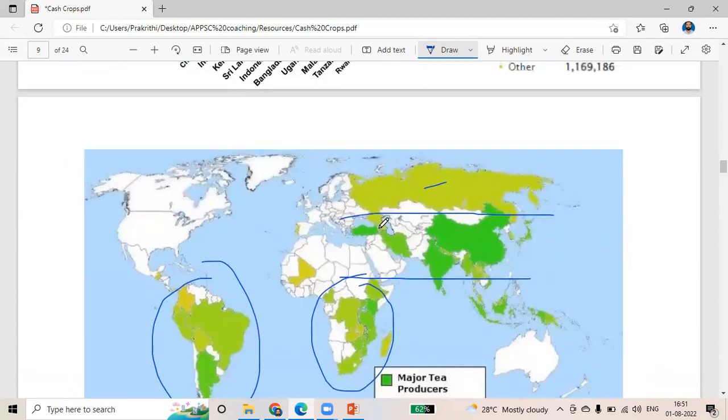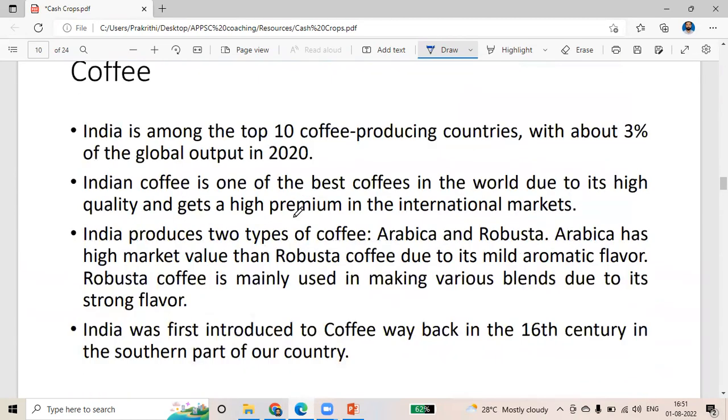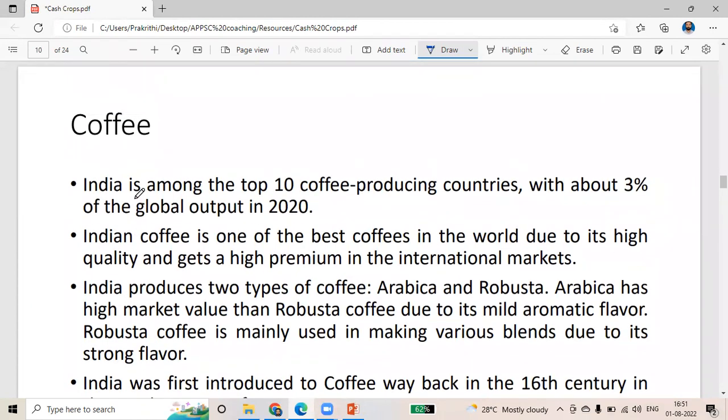Now we can move to another beverage, that is coffee. So second most consumed liquid is tea. So third of course it will come coffee. The third most consumed beverage is coffee. India is among the top 10 में है, not in the second position like every other product.